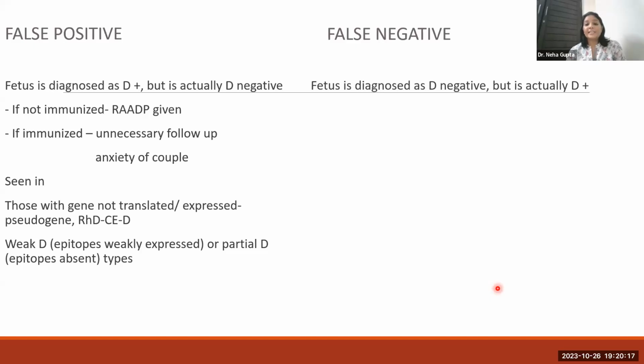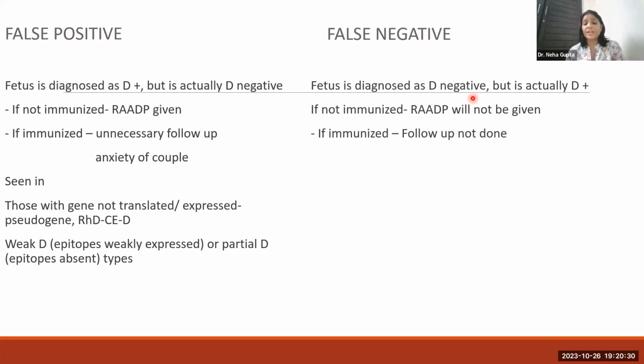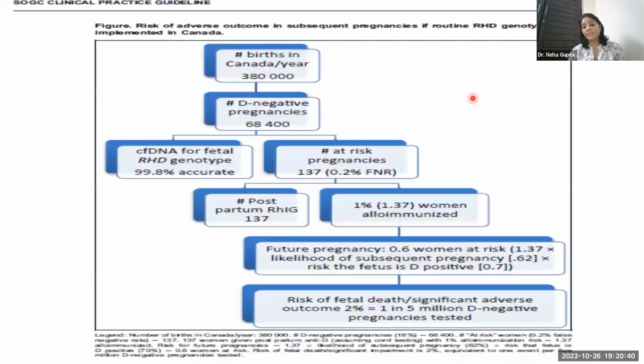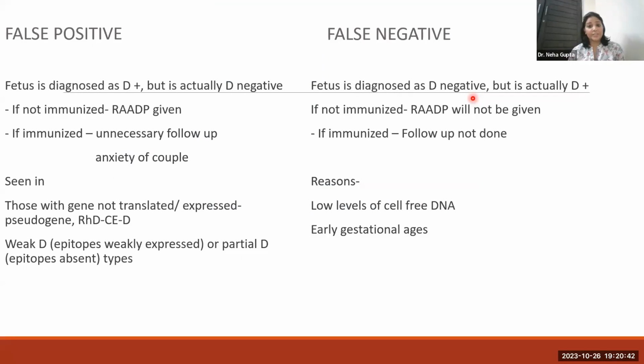It's the false negative that we are more worried about, because the fetus is diagnosed as D negative but is actually D positive. If the patient is not immunized, then routine prophylaxis will not be given, which increases her chances of getting immunized. And if she is immunized, then follow-up will not be done. Reasons are usually very low levels of cell-free DNA and doing the test at early gestational ages.